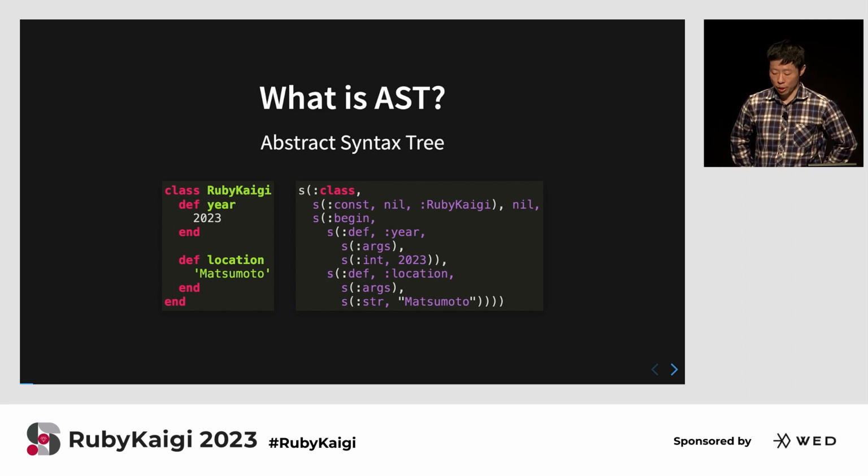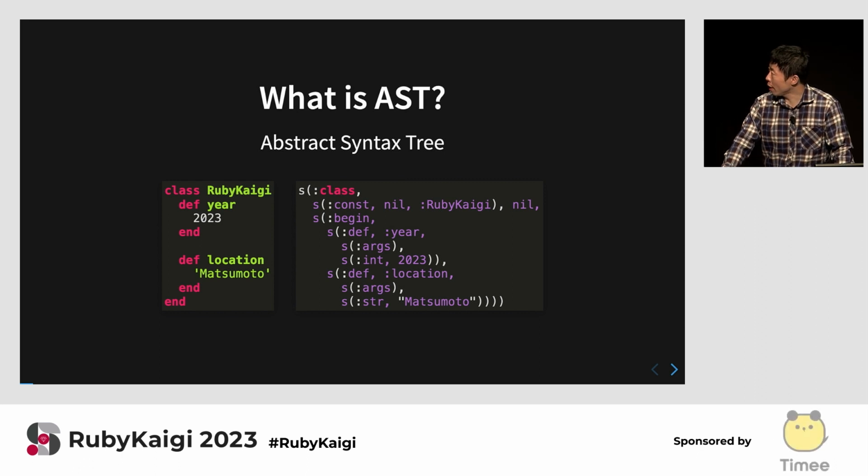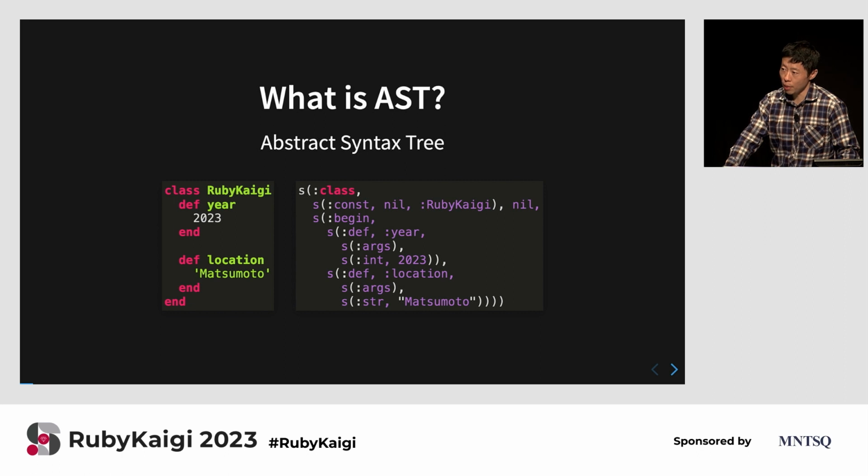Each node in the tree represents a different structure constructed in the code, such as a class definition or a variable assignment. For example, here I define a class named RubyKaigi with two instance methods, year and location. The right part is the corresponding AST. For the class node, the node type is class. The rest are class name, parent class, and class body.